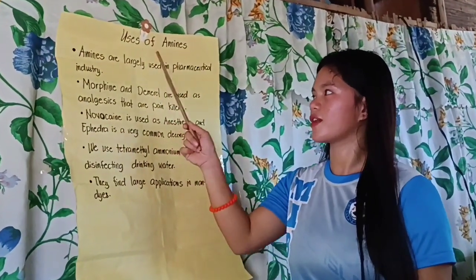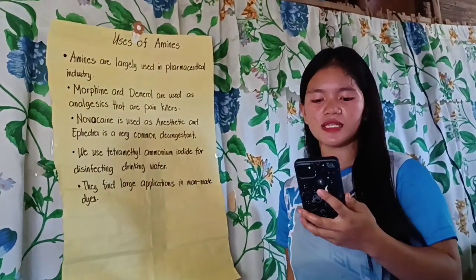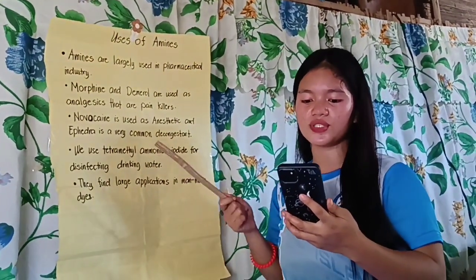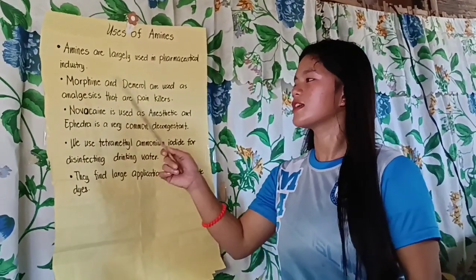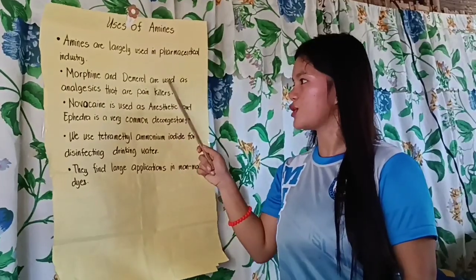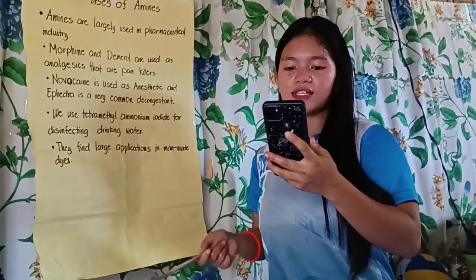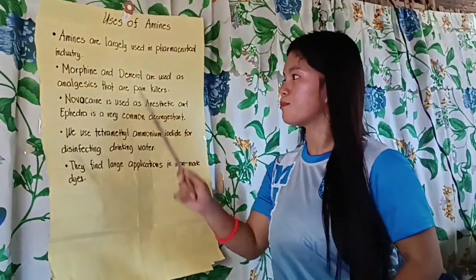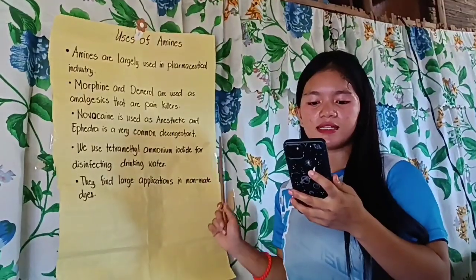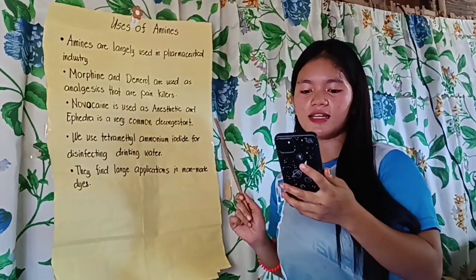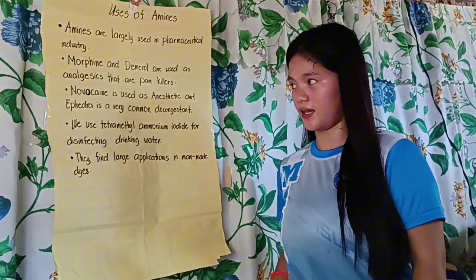First, amines are largely used in the pharmaceutical industry. Many of the medicines we use contain amine groups because they are biologically active. Second, morphine and demerol are used as analgesics, that are painkillers. Some well-known painkillers like morphine and demerol are amine-based. These drugs act as analgesics, which means they help reduce or eliminate pain.